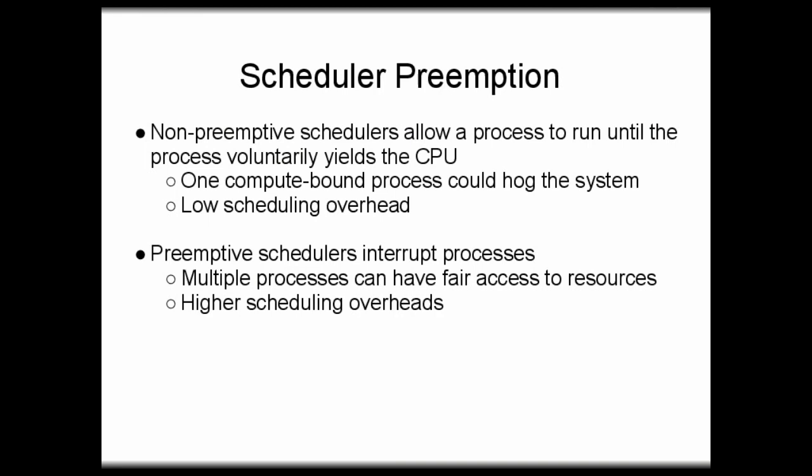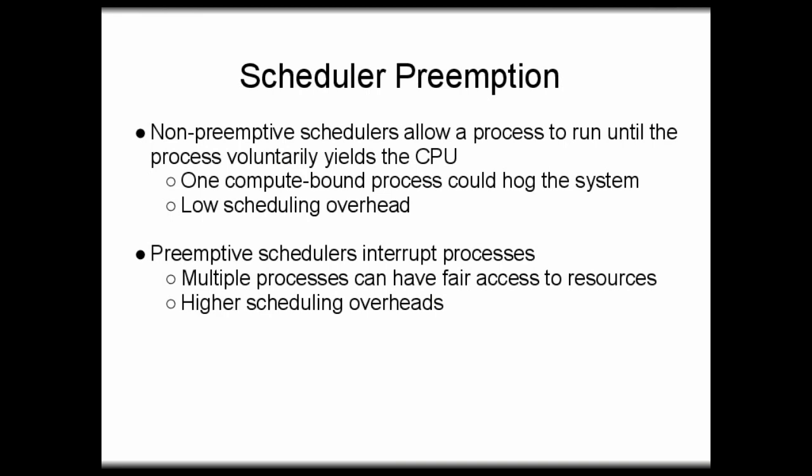In order to share CPU resources among different processes, the scheduler may be designed to be either non-preemptive or preemptive. In a non-preemptive scheduler, a process runs until it voluntarily yields the CPU, either by an explicit yield system call or by requesting I/O. This type of scheduler has low overhead and is good for I/O-bound processes. However, a single compute-bound process could hog the system and prevent other processes from running.